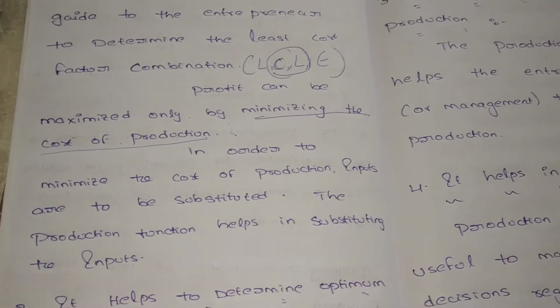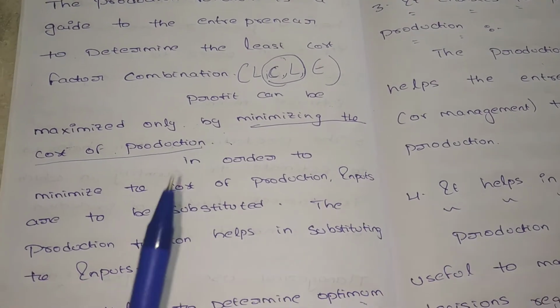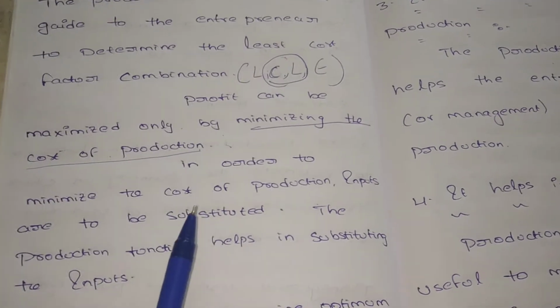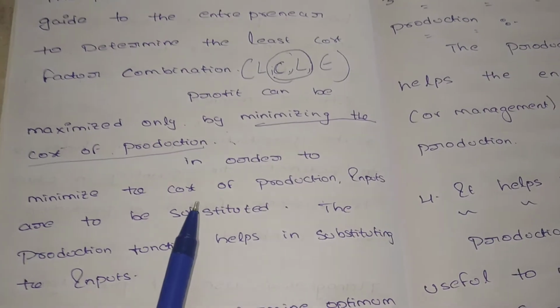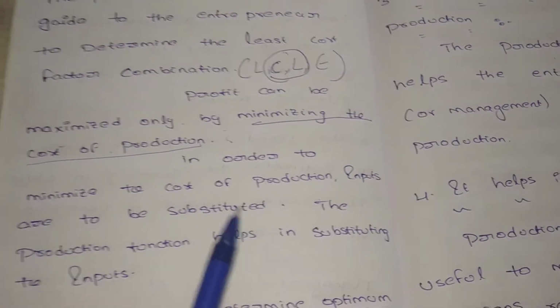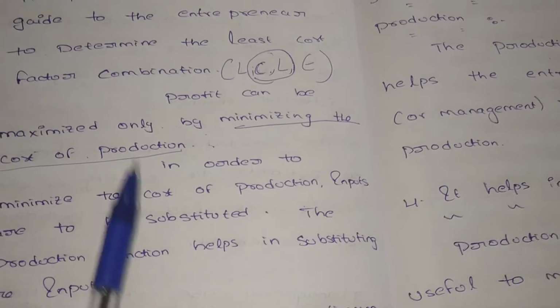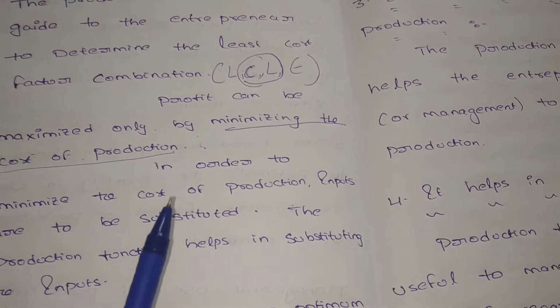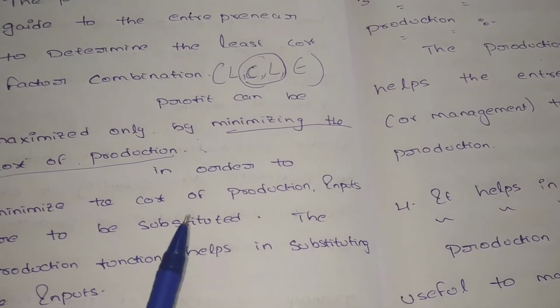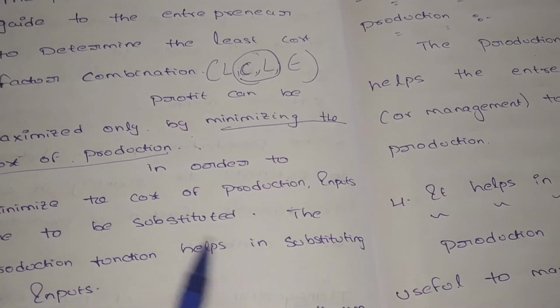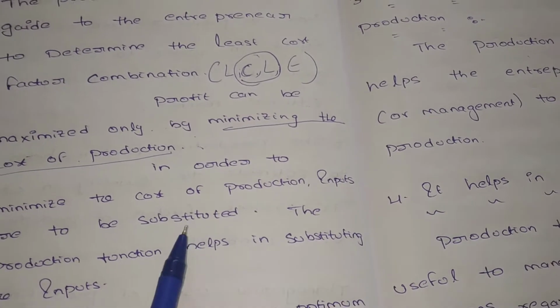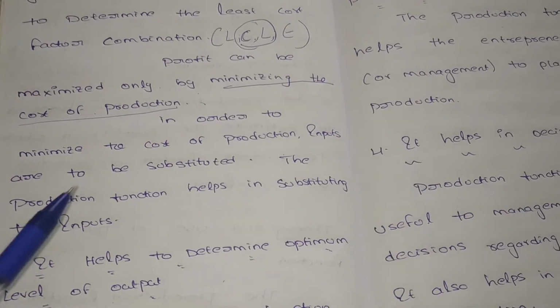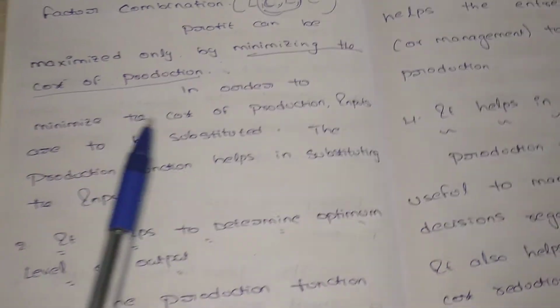Why does the production function help? Because the production function says this is the best combination. With this combination, we can incur the least cost to produce the particular product. Then we can give reasonable prices to our consumers. So the production function estimates the combination of inputs, and we can say our cost of production is less. Then we can maximize our profits. It is a very good help for the business economist and entrepreneur.